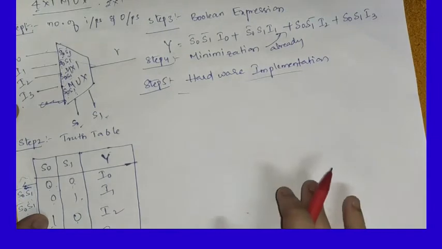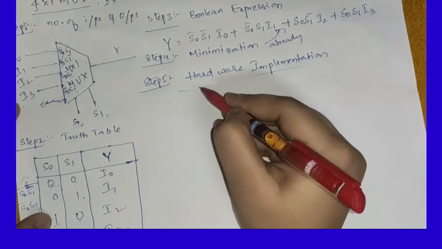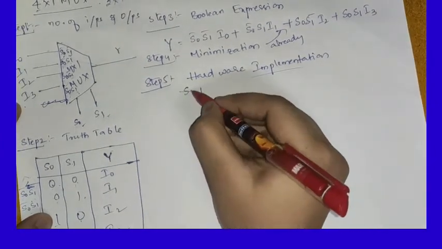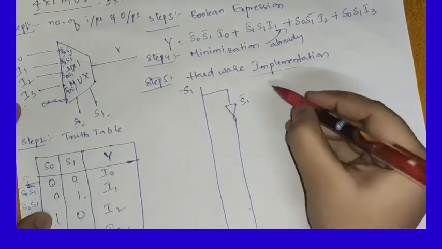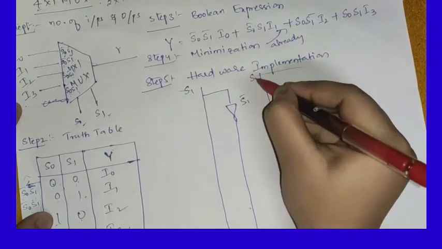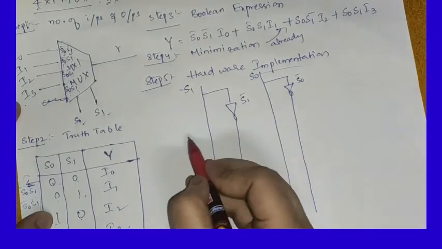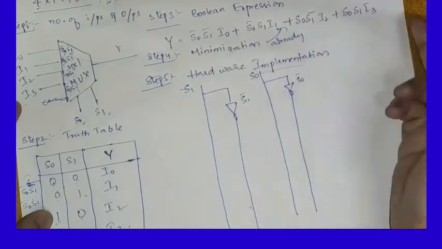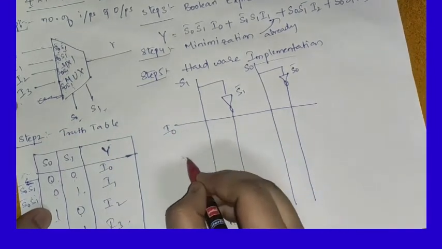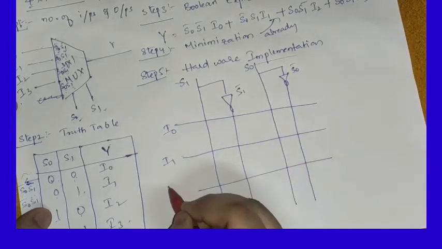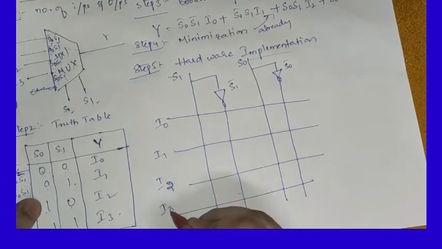To draw the logical diagram, we have two selection lines. Take the two selection lines, this is S1, and construct the NOT gate, then it will be S1 bar. And this is S0, construct the NOT gate, it will become S0 bar. So how many inputs do we have? I0, I1, I2 and I3, right? So 4 inputs: the first is I0, second is I1, third is I2, and fourth is I3.